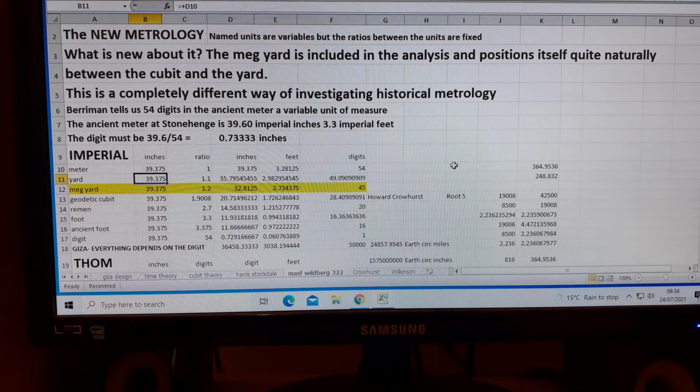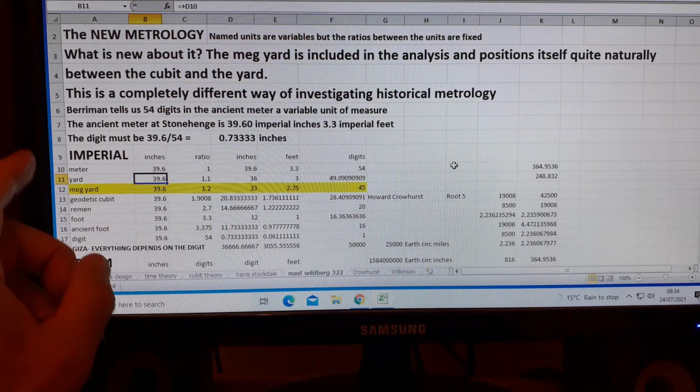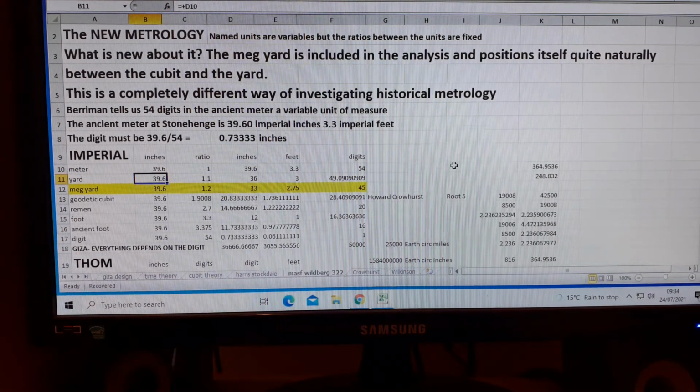So if the height of the Giza pyramid is at its maximum, we'll have a base length when the meter is 39.6. The base length is 366.666 recurring inches, and that's the base length determined by Colonel Vyse.